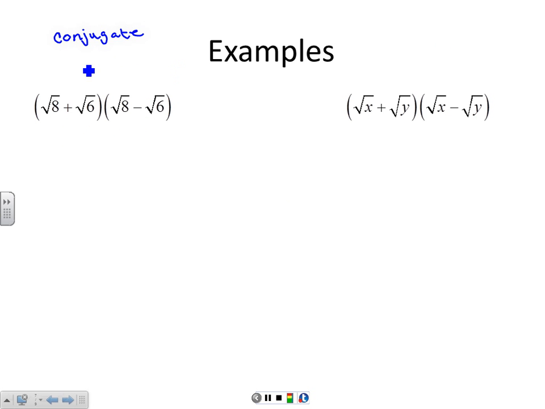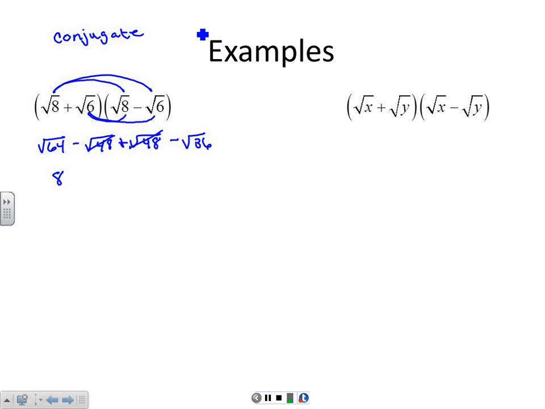So I'm going to work this problem, and I'm going to show you the whole entire full method, but you'll see what's going to happen. Square root of 8 times square root of 8 is going to be the square root of 64. And then the square root of 8 times negative square root of 6 is going to be negative square root of 48. And then square root of 6 times square root of 8 is going to be positive square root of 48. And the square root of 6 times negative square root of 6 is going to be negative square root of 36. So, square root of 64 is just 8. These two are going to cancel each other out. They're opposites. And then minus the square root of 36 is just 6, and you get a number.